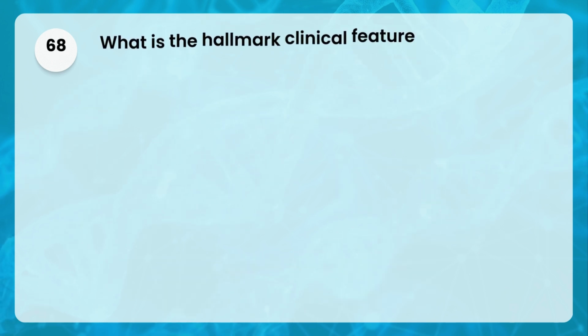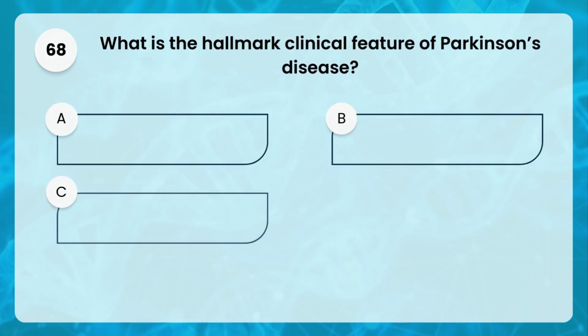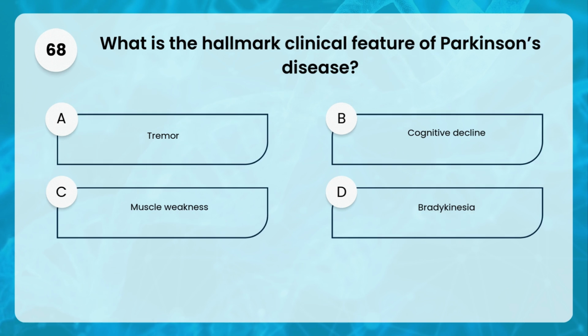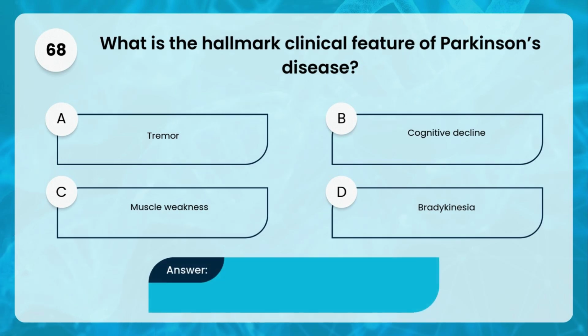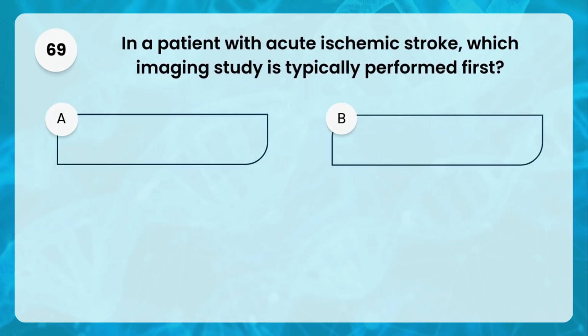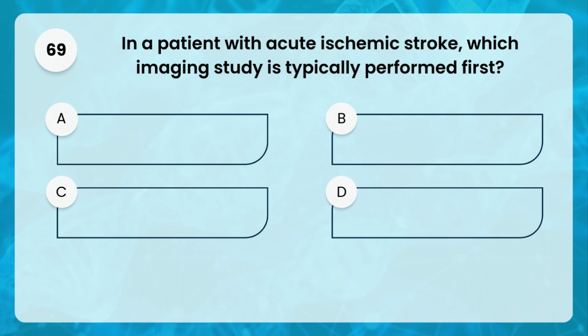Number 68. What is the hallmark clinical feature of Parkinson's disease? A. Tremor. B. Cognitive decline. C. Muscle weakness. Or D. Bradykinesia. The answer is D. Bradykinesia.